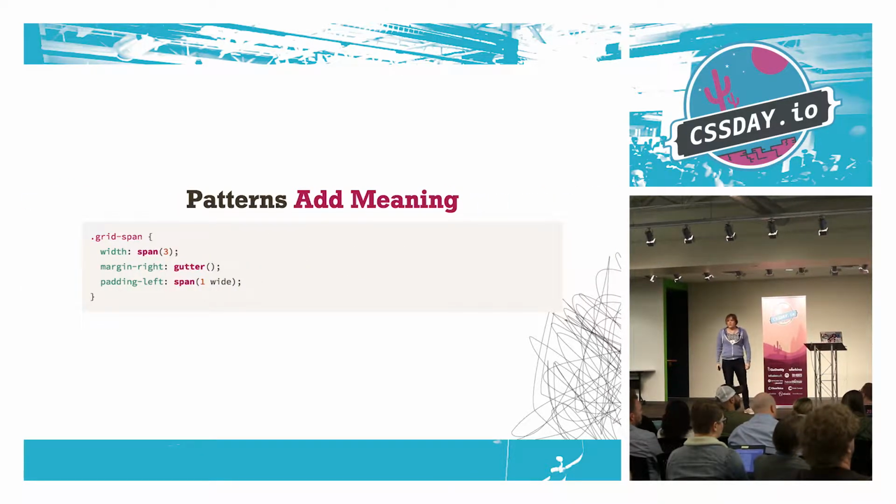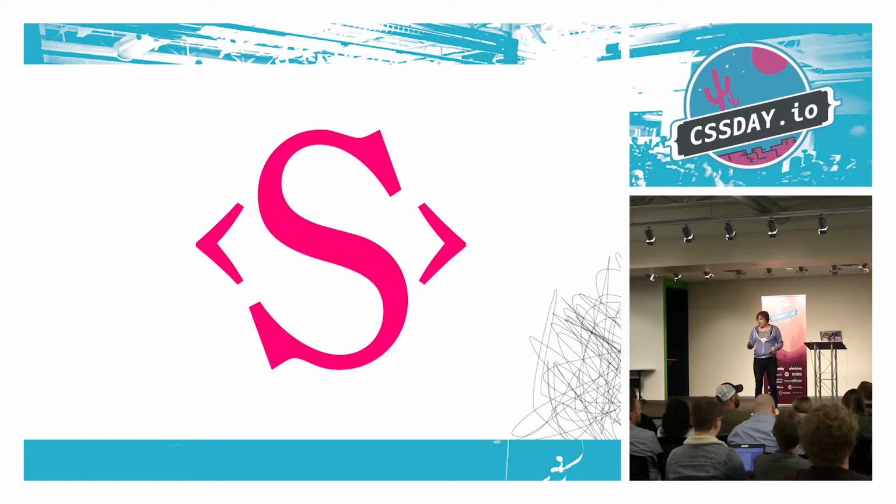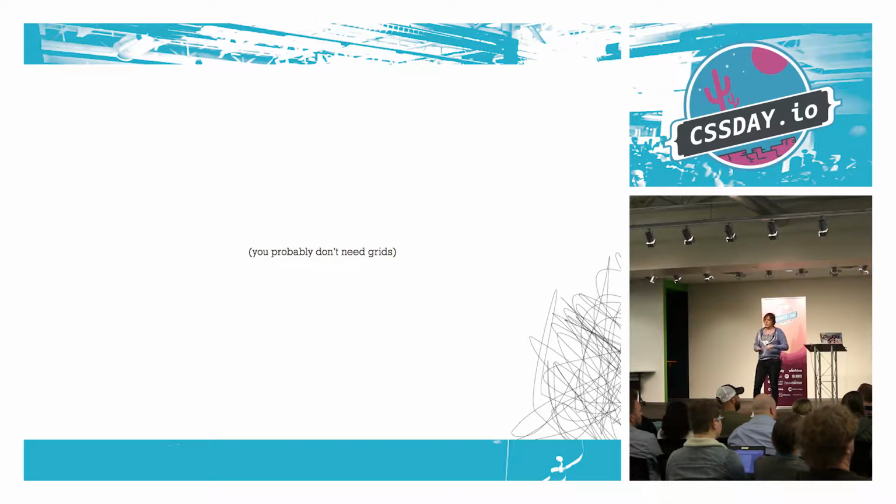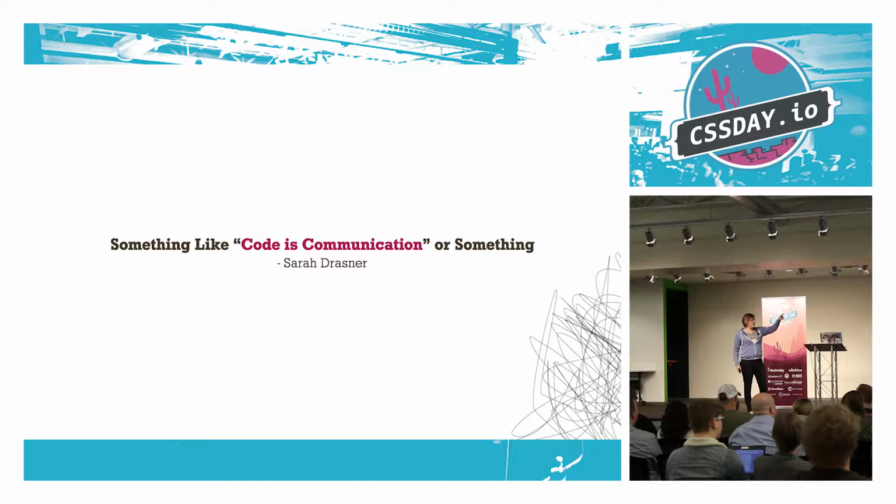So I wrote Susy, and Susy just takes that and says, okay, what is the actual pattern here? The pattern is I want to span 3. So making the code readable, that's what a pattern is about. And you don't need grids, so you don't need to use Susy. I don't recommend it. But that's the goal. The goal is to create patterns in your code that make the code more meaningful and more readable. Because code is communication, and this is also from Sarah's last talk.